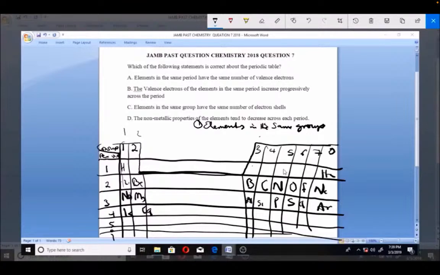Elements in the same group have the same number of valence electrons. Now number 2, elements in the same period. These are the periods, period 1, 2, 3 to 7.